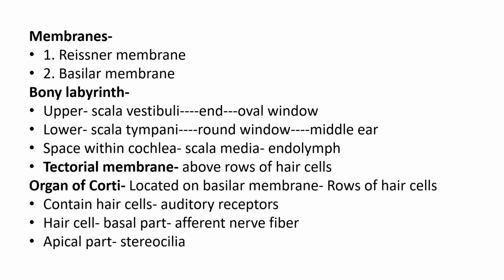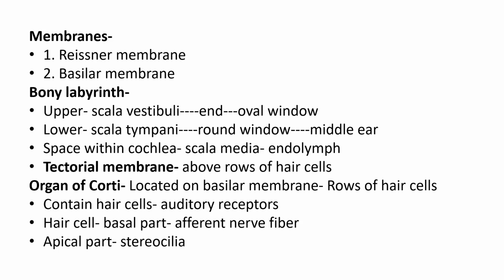So there are two membranes, Reissner's membrane and the basilar membrane. The bony labyrinth is divided into the upper scala vestibuli, whose end is the oval window, and the lower scala tympani, whose end is the round window which connects with the middle ear, and the space within the cochlea is called scala media, and it is filled with endolymph. The tectorial membrane is present above rows of hair cells, that is called the organ of Corti, and it is located on the basilar membrane.